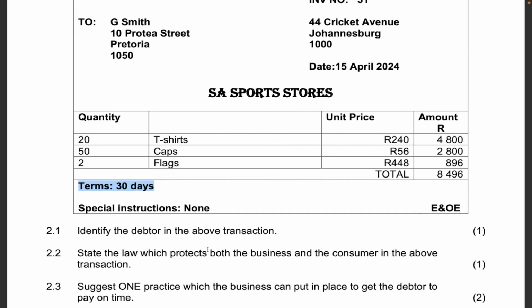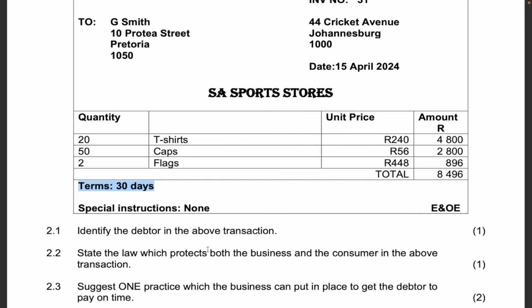Well, there are two laws that I can think about here, so it wasn't specific enough to say which one of the two you should identify. The first one, which is obvious, the Consumer Protection Act. Okay, this one protects the business and the customer in transactions. All right, so it ensures that there is fair trade and that the customer rights are also upheld. So that is the first one.